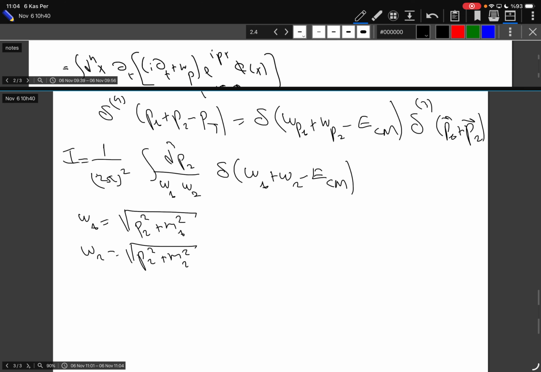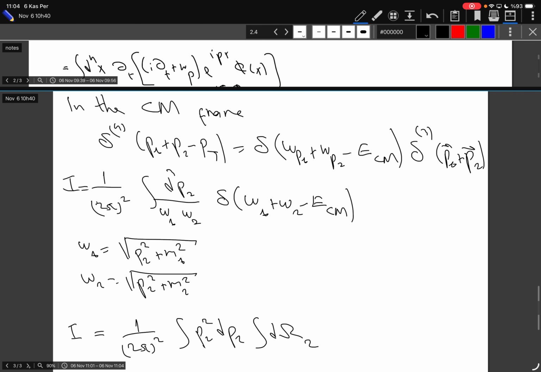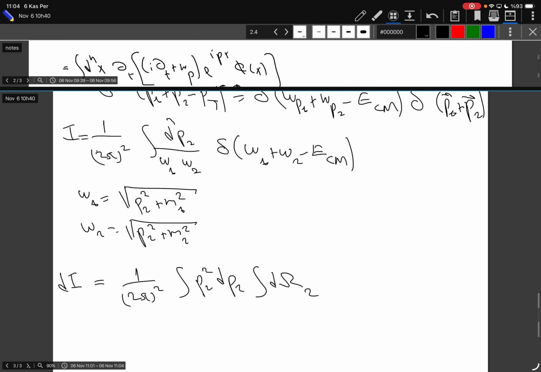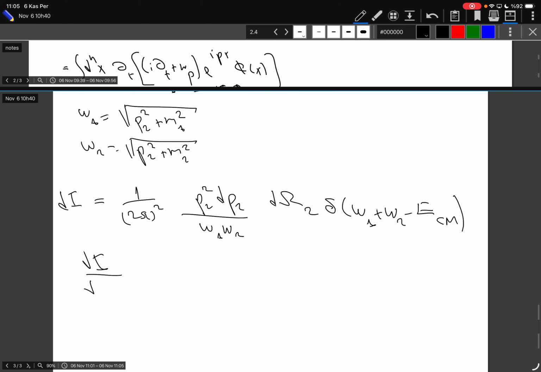I can go to use spherical coordinates. So this, remember, I will also obtain m squared, etc. This will be 1 over 2 pi squared P2 squared dP2 d omega 2, divided by omega 1 omega 2, Dirac delta omega 1 plus omega 2 minus E center of mass. So the integral by the omega 2.